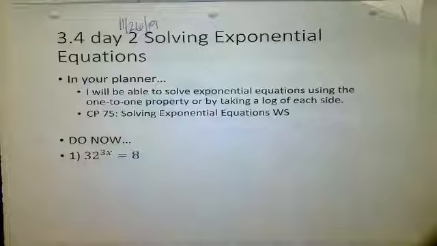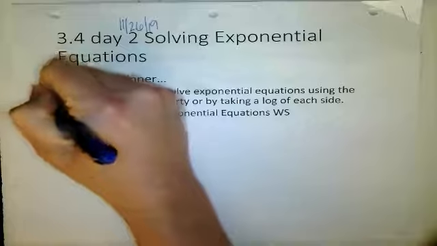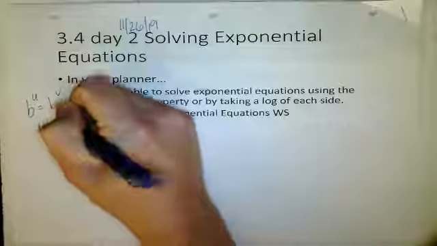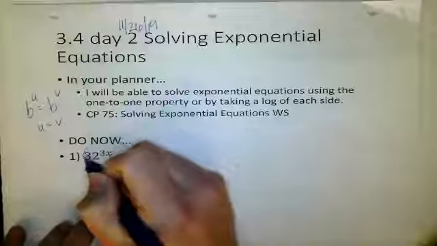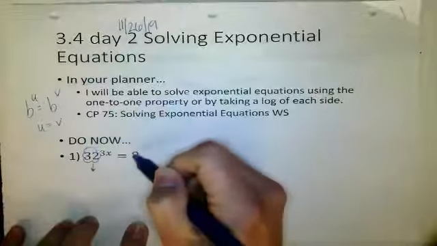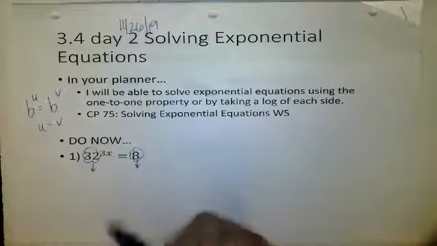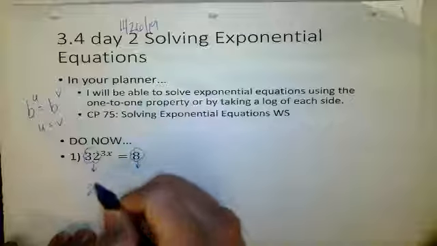The one-to-one property says if they have the same base, then their powers must be equal as well. And so we have an example, 32 to the 3x equals 8. We can rewrite that so they have similar bases. What base should we use? 2. So we could rewrite 32 as 2 to the 5th.